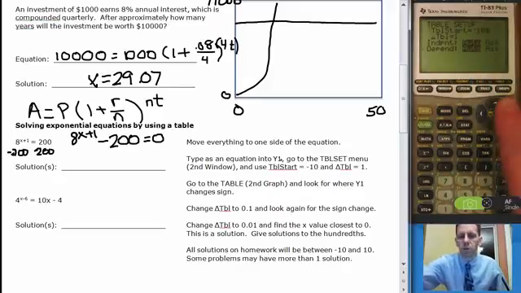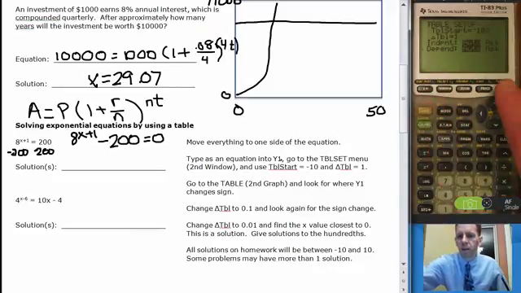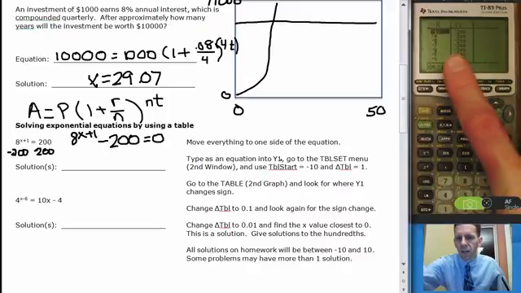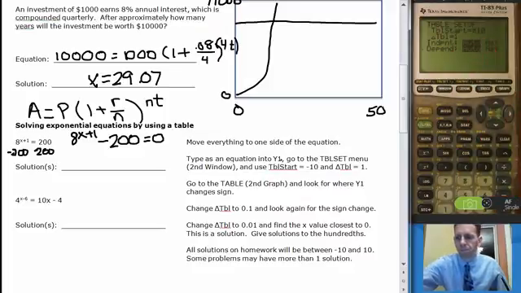What this means is when I go to table, which is second graph, my table will start at -10 and will go up by 1s. So the values that I typed in here basically tell me where I'm starting and what I'm going up by. Back to second graph again. What I want to do is find where my graph changes, where the y1 value changes signs.